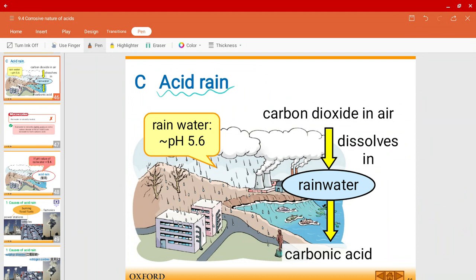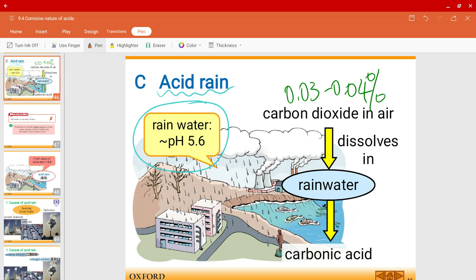Alright, before we begin, I want to clarify one very important concept. That is, rainwater is actually roughly around pH 5.6. So it's not pH 7, it is pH 5.6, slightly acidic. And the reason behind it is because, first off, we have carbon dioxide in there. You guys remember what's the percentage? Yes, roughly around 0.03 to 0.04.